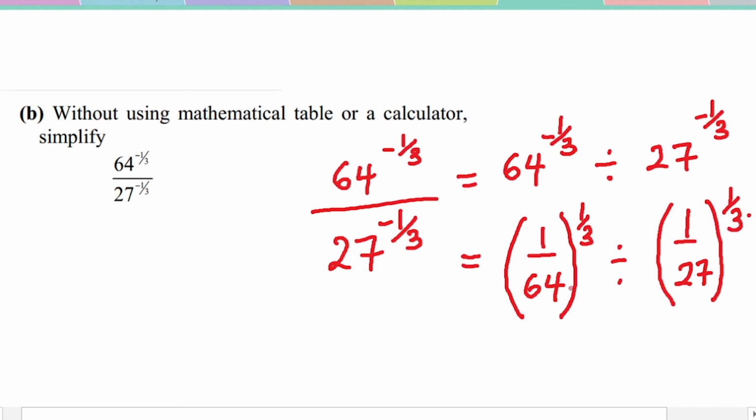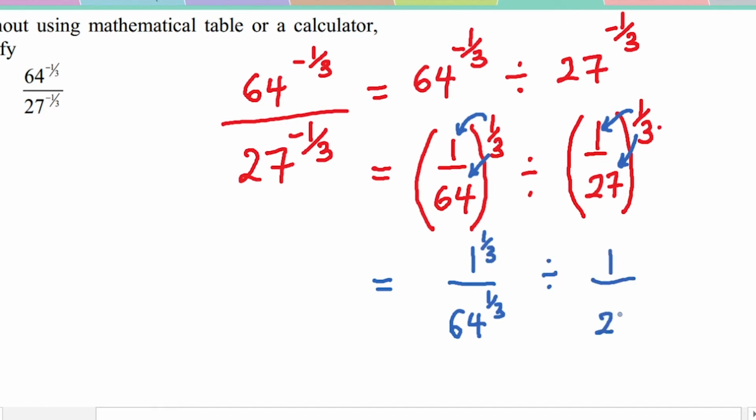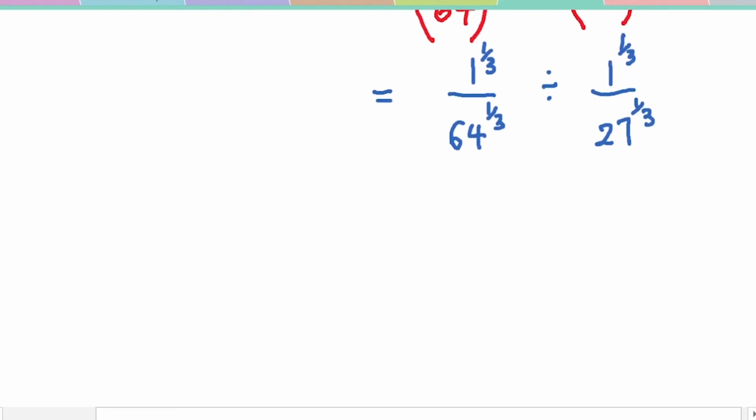Now take note that when we say to the power a third like that, it simply means that this power applies to the 1, and it also applies to the numerator and the denominator. So this is the same as saying 1 over 64 to the power a third, divided by 1 over 27 to the power a third. I'm only trying to go as slow as possible so that I do not lose anyone. Now 64 to the power a third means that we are trying to find the third root of 64. So let's go ahead and find the third root of 64.